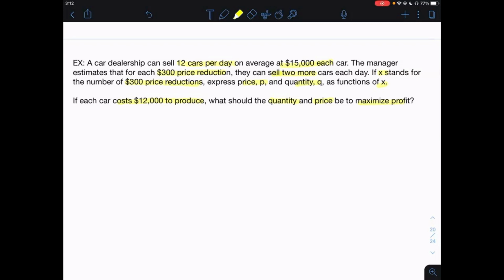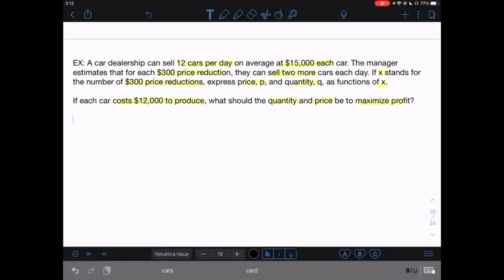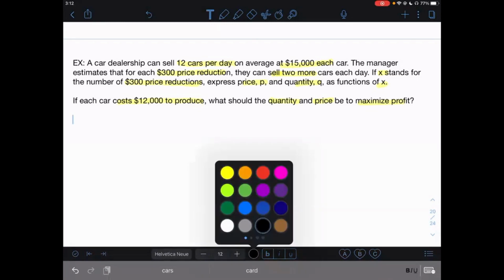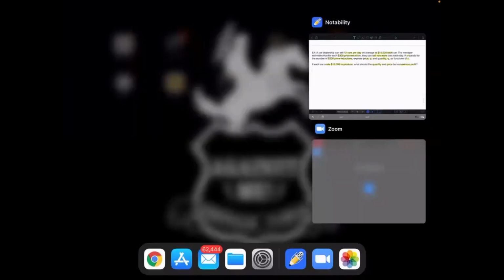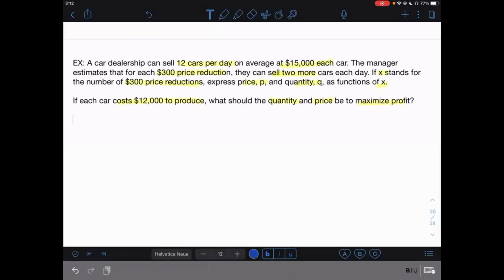All right. So let's figure this out here. Let's first determine what our price and quantity functions are going to be. Okay. So again, recall that the price function is known as little p of x, and our quantity function will be little q of x.